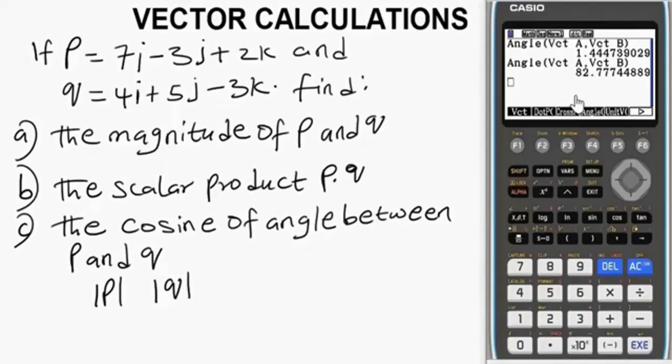Alright, so that's basically how you can solve problems involving vectors using the Casio calculator in seconds for multiple choice questions.